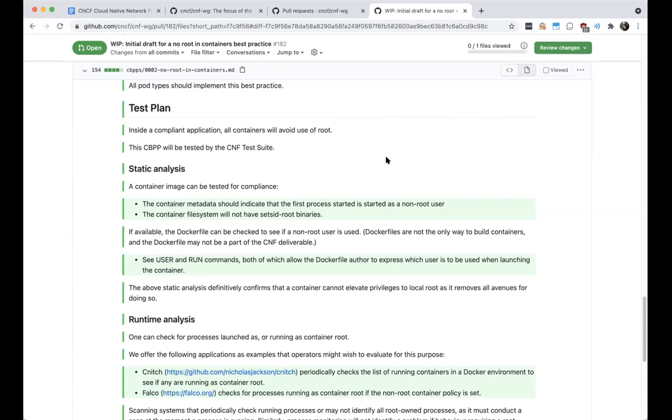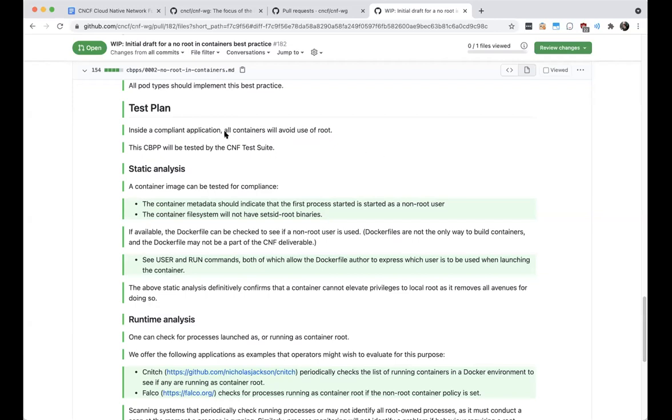I'm a little confused by what you mean by that. The best practice is literally don't do this thing, and the test plan says, I will look to make sure you are not doing this thing. And the test plan is written in such a way that it is testable by code. I wouldn't care if it was testable by a human being. I wouldn't be happy, but it would at least be acceptable. But it is testable by code in this instance.